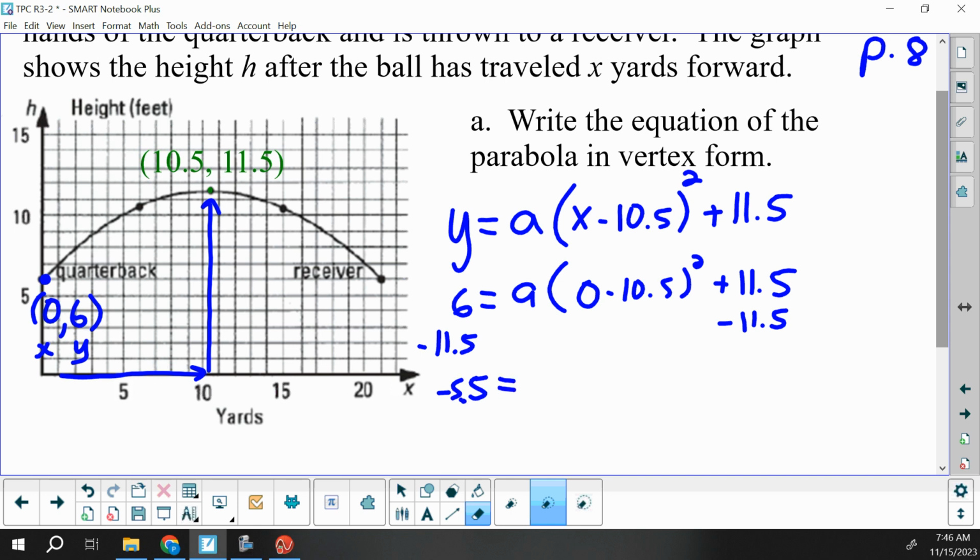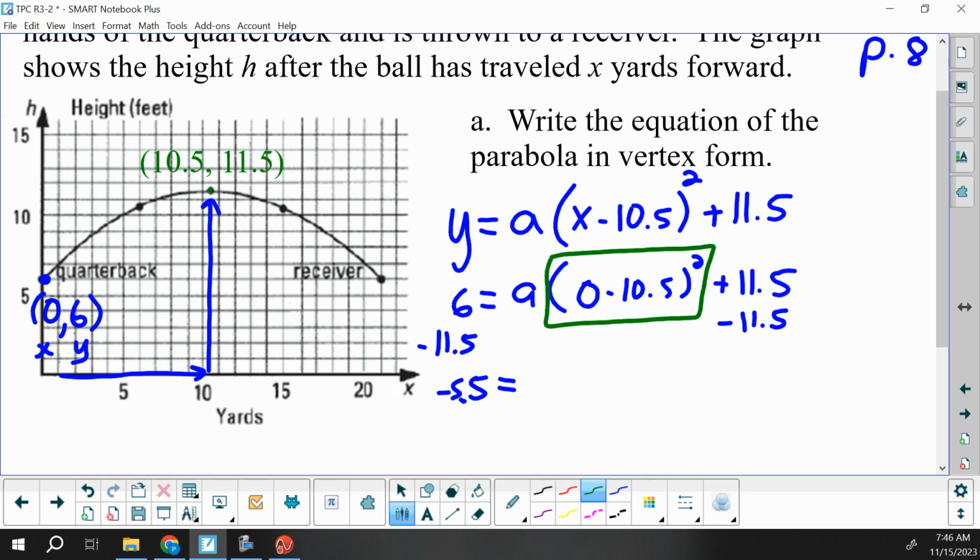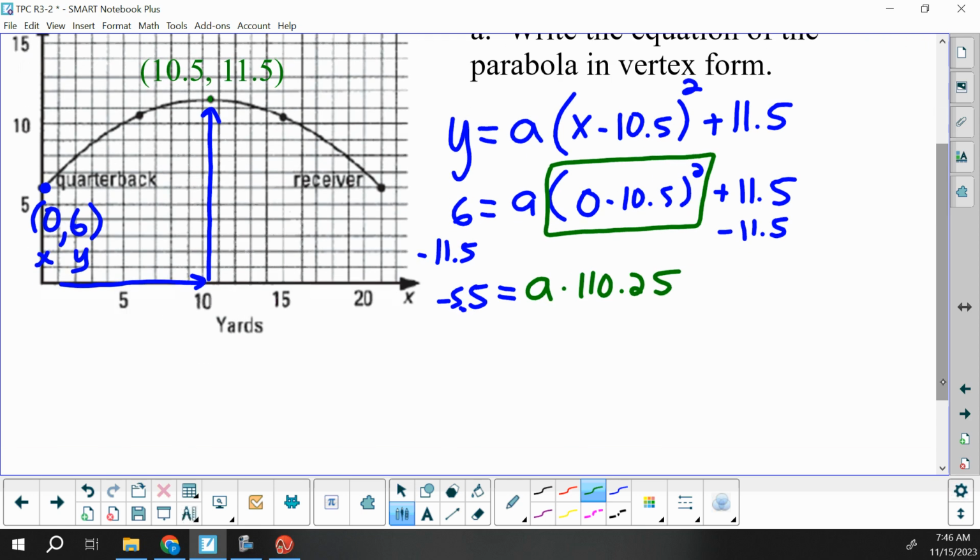equals, take a moment in your calculators and put in our 0 minus 10.5 squared exactly as it looks there. We'll do that on a calculator page. And we should be getting 110.25 for that. Well, we've got multiplication. Opposite of multiplication is division. So a we'll get by just dividing those two things.